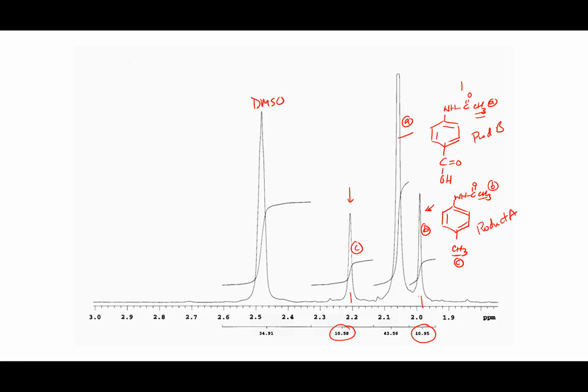The reason I'm assigning this as B is because the methyl group in product B attached to the carbonyl just got shifted over, but there is no methyl group on the ring in product B because we converted that methyl group into this carboxylic acid. So that's how I can make my assignment. The peak on the left was the methyl group attached to the benzene ring. The methyl group on the right was the methyl group attached to the amide.